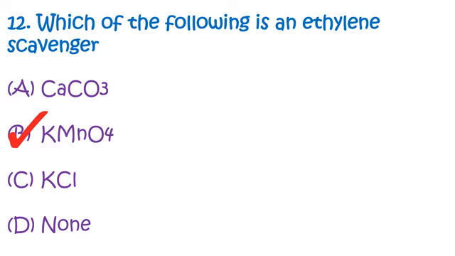Now potassium permanganate oxidizes and absorbs the ethylene to form water, manganese oxide, potassium and carbon dioxide. So ethylene is a ripening agent, the only hormone which is responsible for the ripening. So to control the ripening in fruits and vegetables, we can use potassium permanganate as an ethylene scavenging agent.